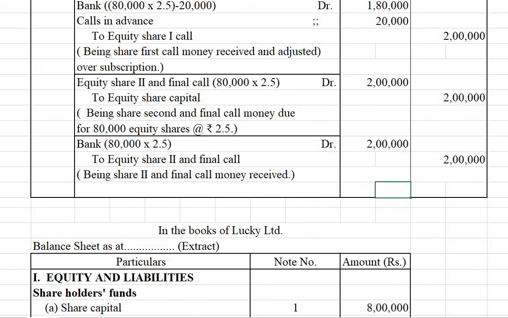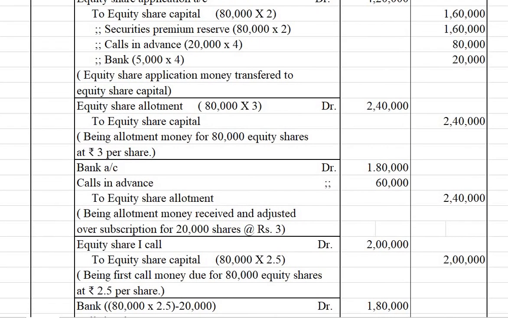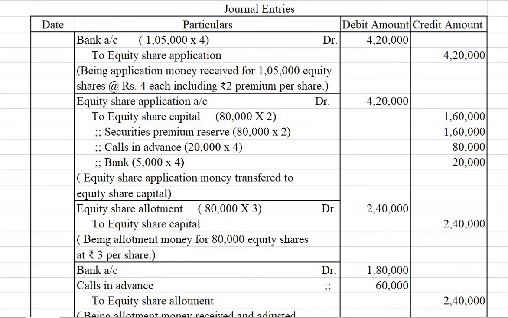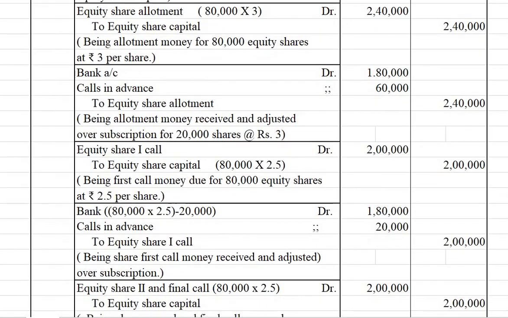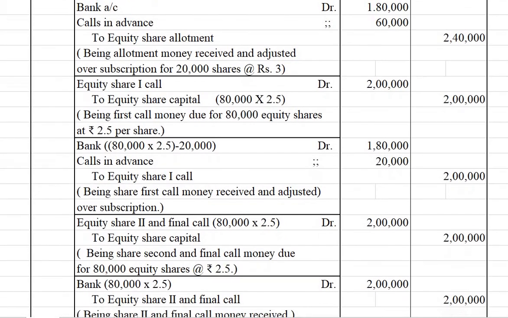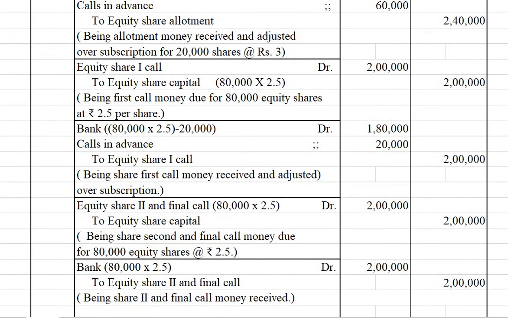Being share second and final call money received. Okay. That is regarding the journal entries. Now we have to see how to write the balance sheet. So these are the journal entries we have written, and adjustments also we have written. Now we will see how the balance sheet can be prepared and how the amounts can be shown in the balance sheet. Okay, let us see that.